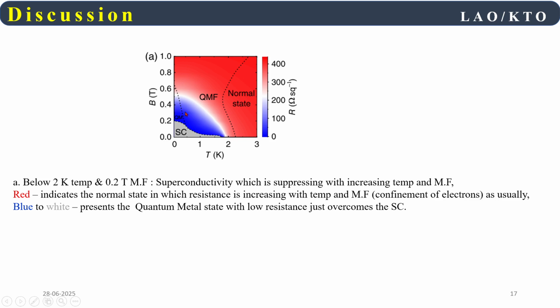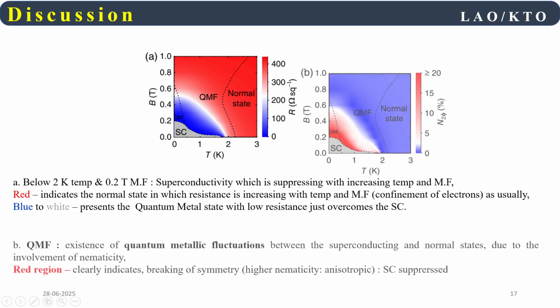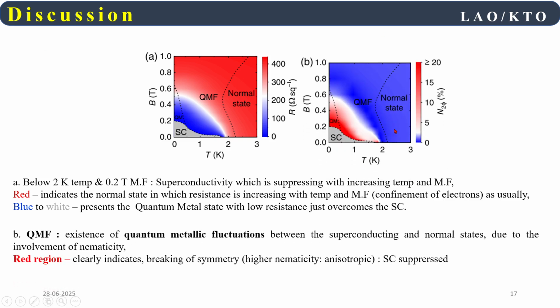With temperature and magnetic field the resistance is increasing, and in the second one you can also observe that the nematicity is increasing in the quantum metallic states. So with the magnetic field the nematicity is increasing. So this is important, and this is discussed.